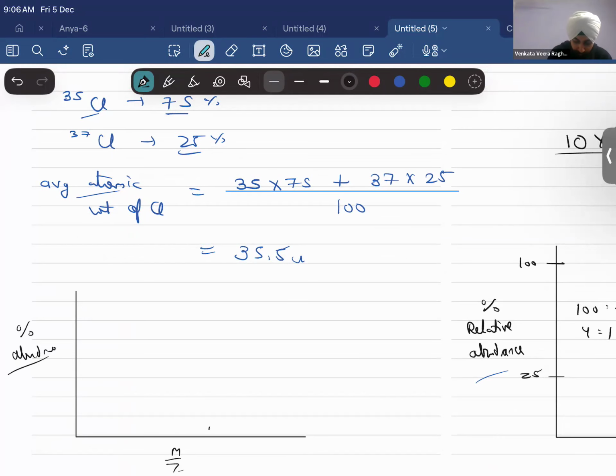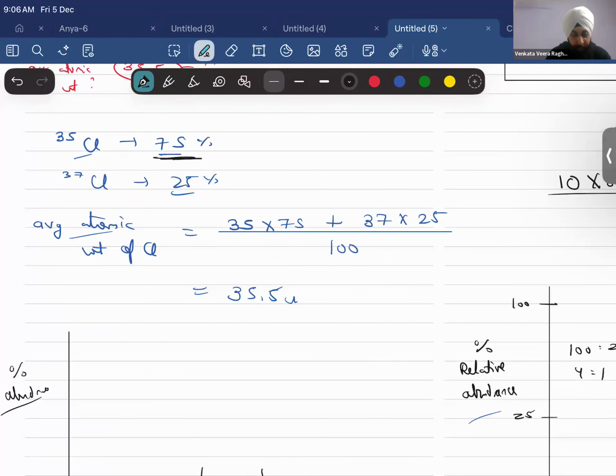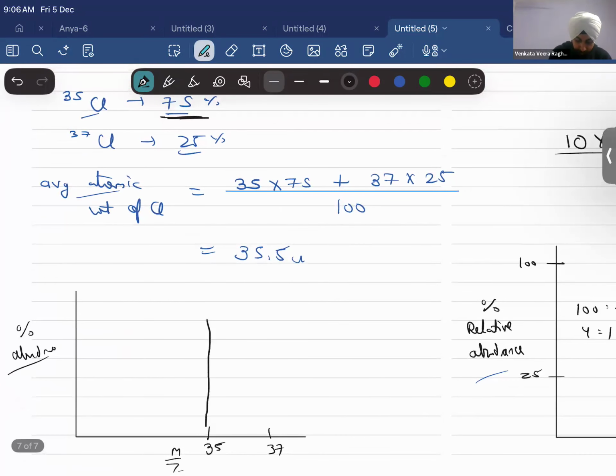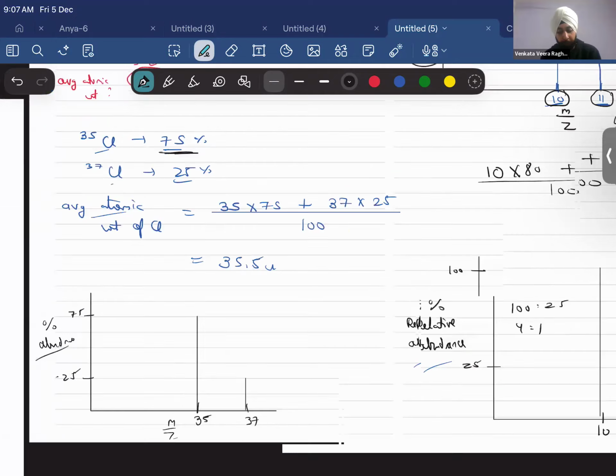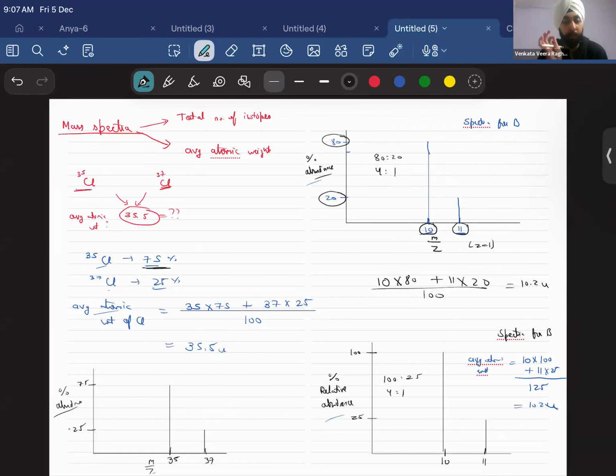One mass number is 35, another mass number is 37. The 35 one is present as 75% in nature, and the 37 is present as 25% in nature. So this corresponds to 75%, and this corresponds to 25%. Done. Is it clear? This is how we have drawn a mass spectra for Cl. You will definitely see one mass spectra question as a sure thing. I am assuring you it will come in this manner only.